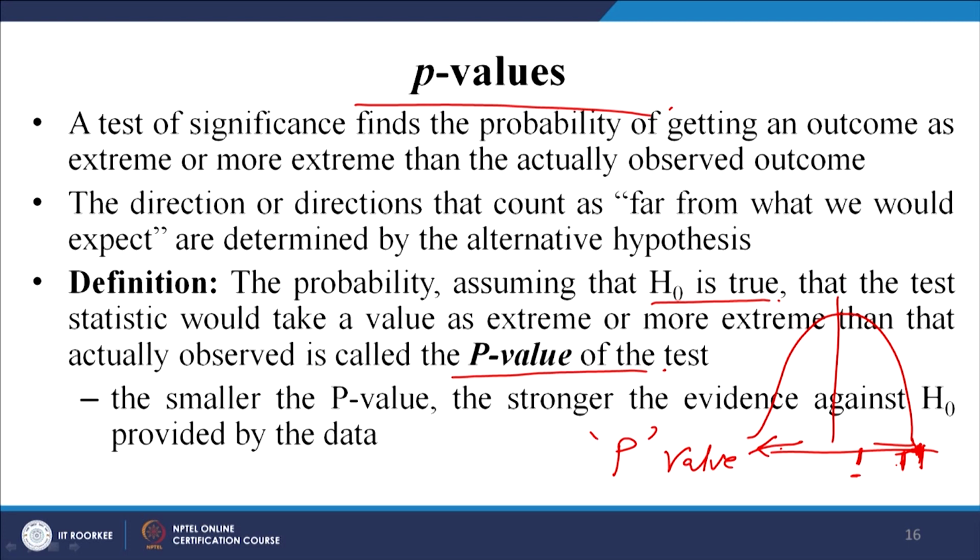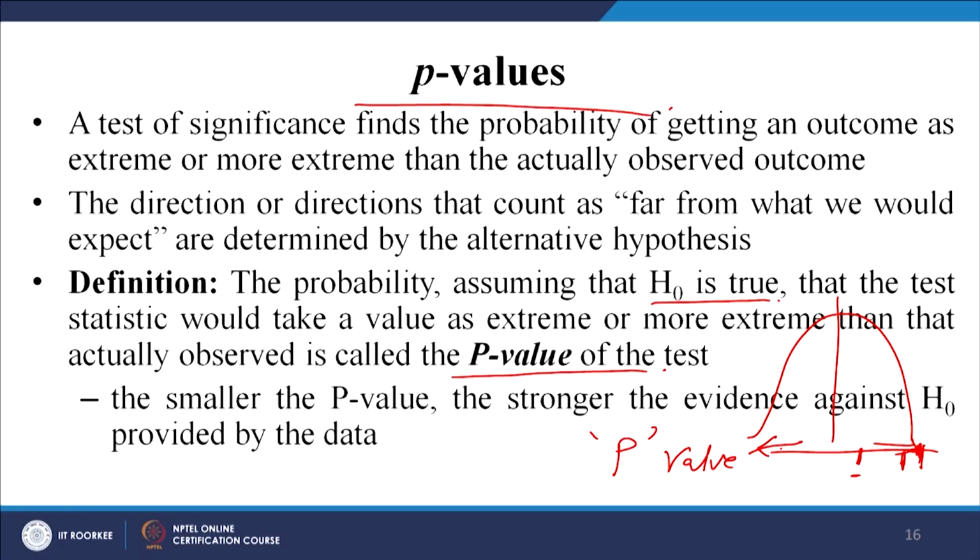The smaller the P value, the stronger the evidence against H0 provided by the data. That means if it is a very low P value, we would reject the null hypothesis and accept the desired alternative hypothesis. But if the P value is more than 5%, as in most cases, then you cannot reject the null hypothesis. Let us not say accept, because saying accept the null hypothesis is a wrong way of explanation. So, we will say you cannot reject the null hypothesis.